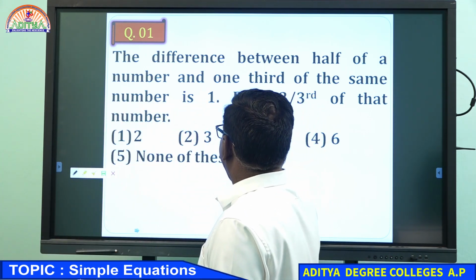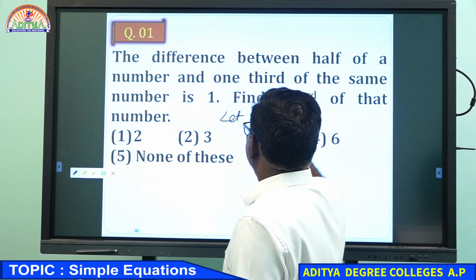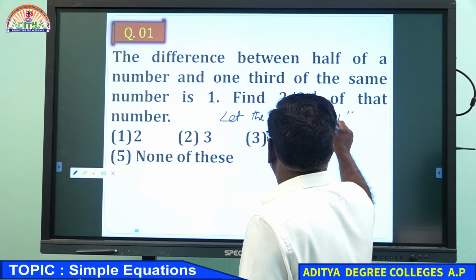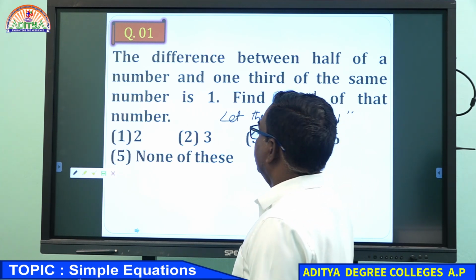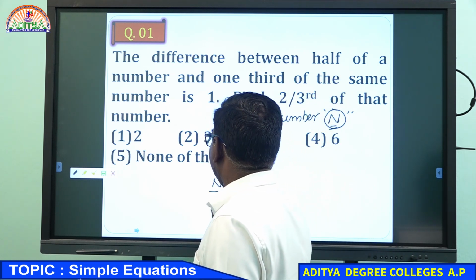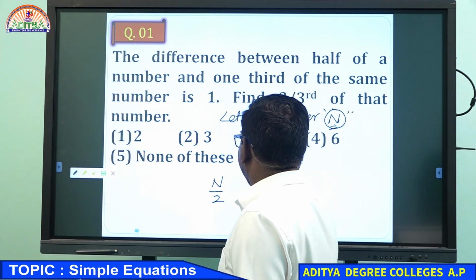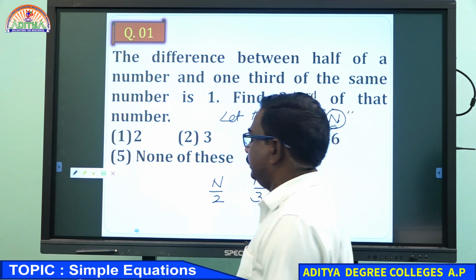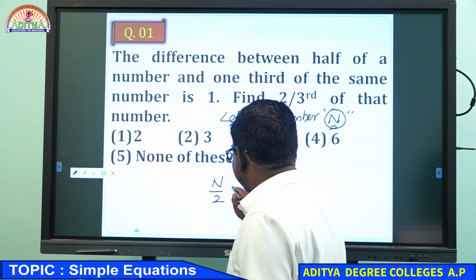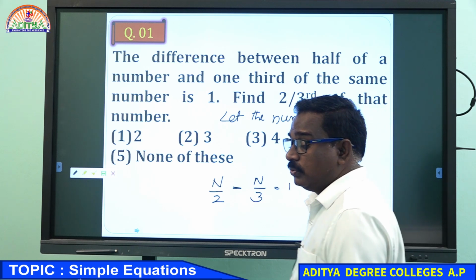Suppose we take the number as n. In this number, half means n by 2, and 1/3 means n by 3. The difference between half of this number and 1/3 of it is equal to 1.